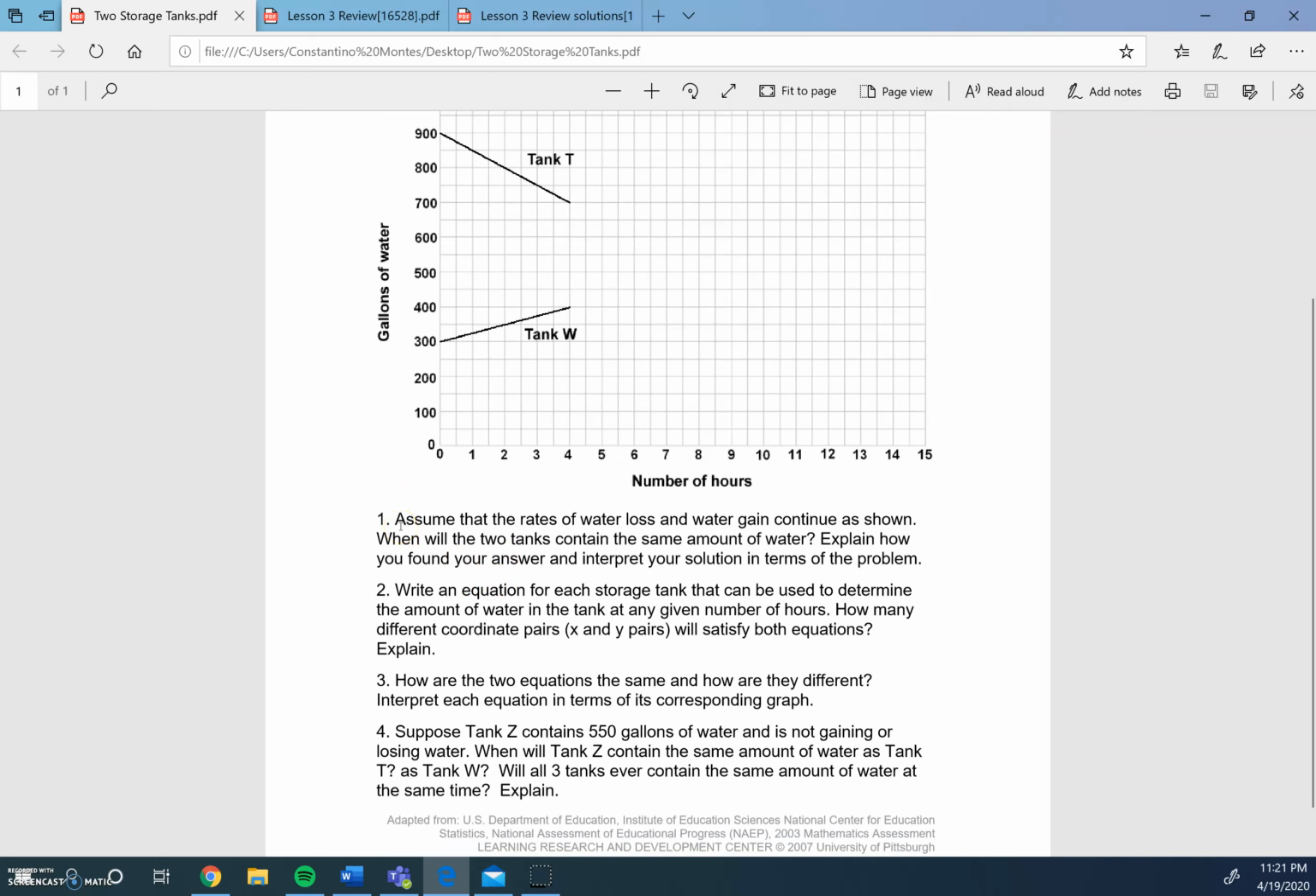Number 1 is going to ask you to take a look at when the 2 tanks will contain the same amount of water, and to explain your response. It does say that the trends are going to continue, as in whatever the rate is that we're adding water to tank W, it's just going to stay the same. So these are both going to be linear graphs. So tank T is going to lose water at the same rate over the course of this time.